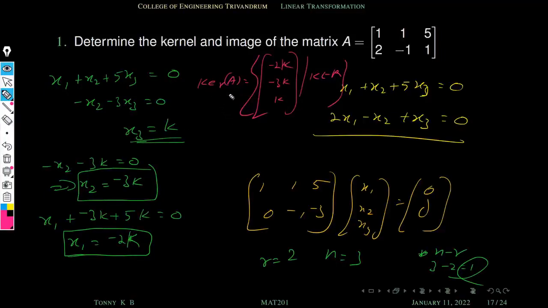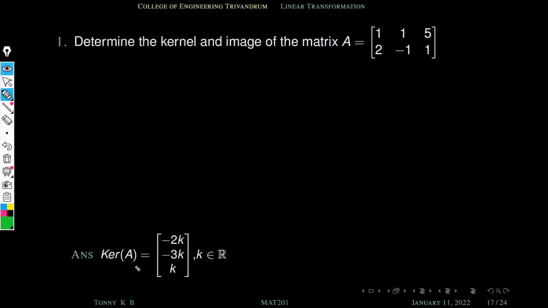So the kernel of the matrix A is equal to the set of all vectors of the form (-2k, -3k, k), where k is an element of R. Okay, so this collection is the kernel of this matrix. Next we have to find the image of the matrix A.